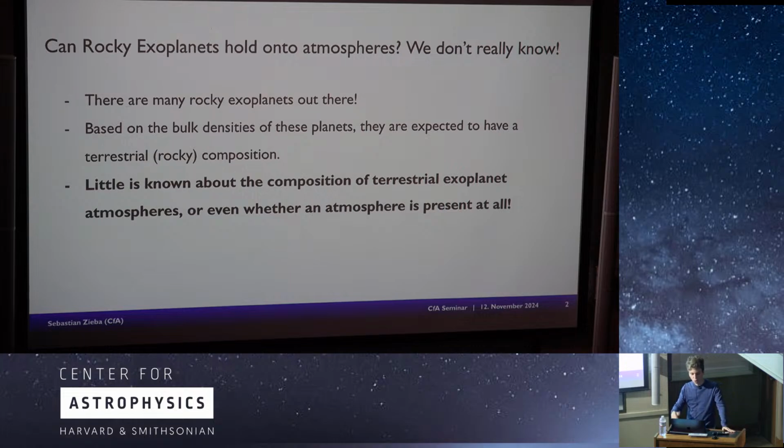From these measured bulk densities, we know that the majority of rocky exoplanets are most likely Earth-like, or terrestrial, in composition, so not dominated by lots of volatiles. But even though we know something about the general bulk composition of these exoplanets, we still don't know a lot about the composition of the atmospheres or about the surface composition of these exoplanets.